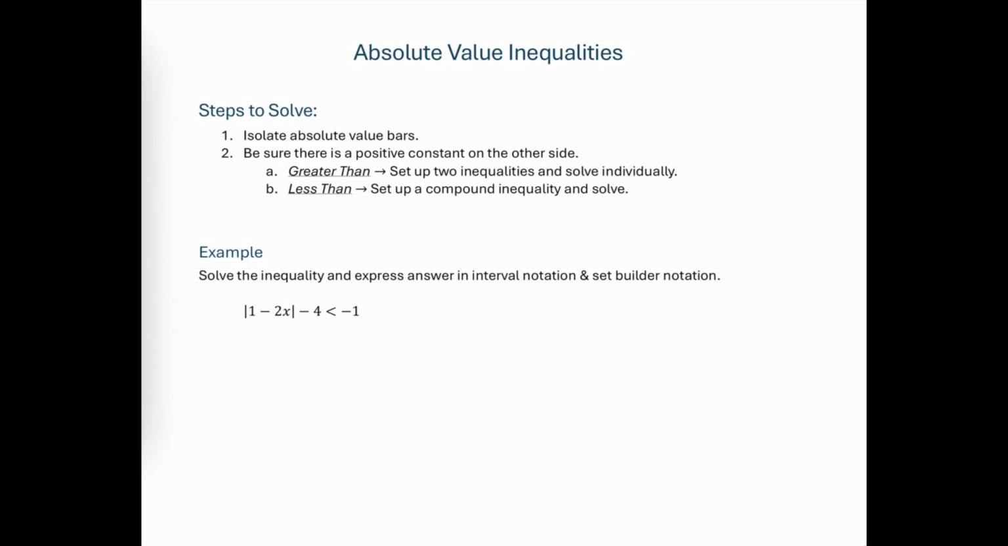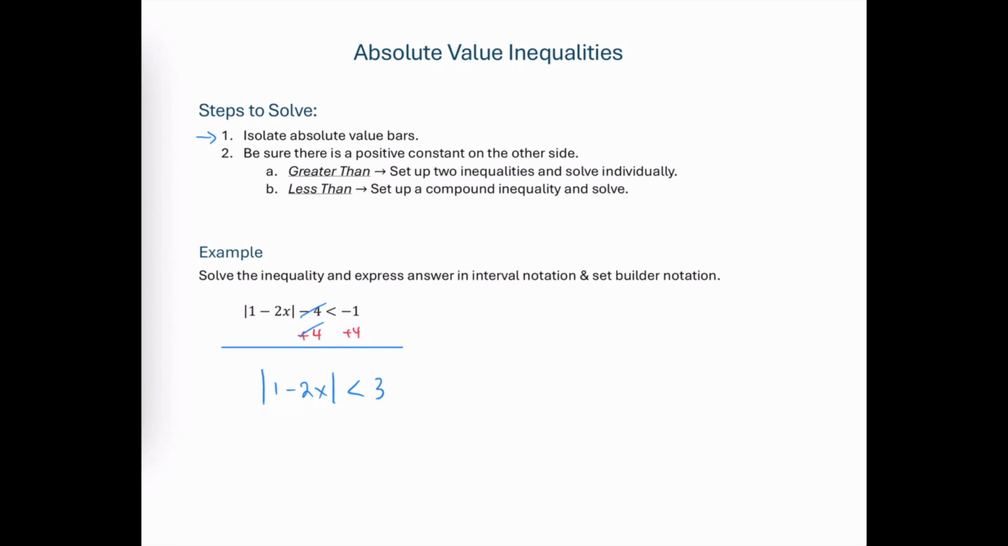An absolute value inequality is one where the x variable is located inside the absolute value bars. And in order to solve an inequality like this, the first thing that we want to do is get those absolute value bars by themselves. We can do that in this example here by adding 4 to both sides. These 4's cancel out, and I'm left with the absolute value of 1 minus 2x by itself on the left-hand side is less than 3.